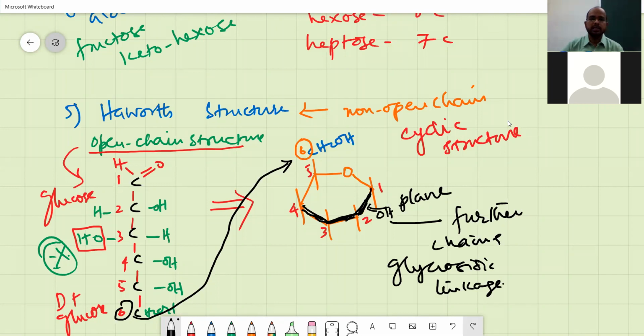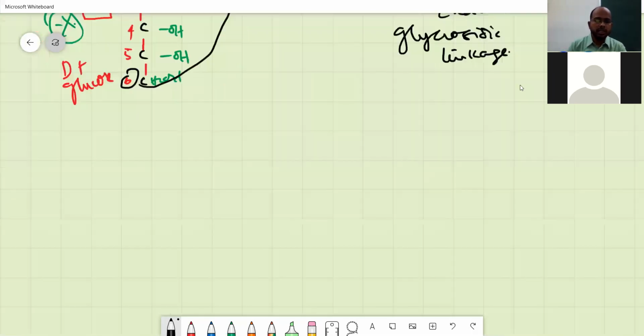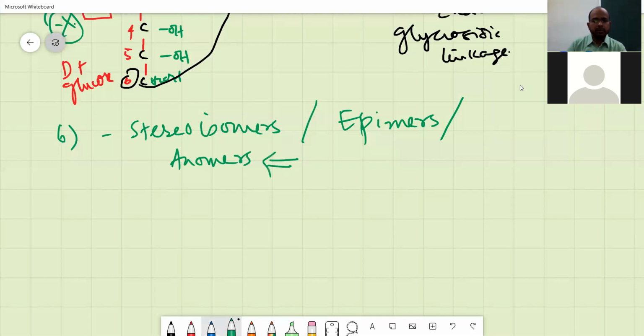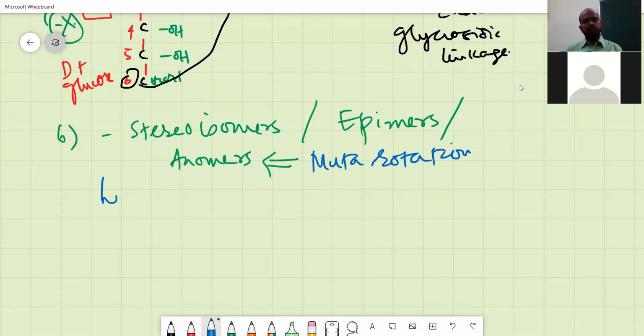And then the sixth point is about stereoisomers. We have called them the epimers. We are also calling them the anomers. And this is the result of mutarotation. Okay, mutarotation means we have to see the hemiacetal structure.